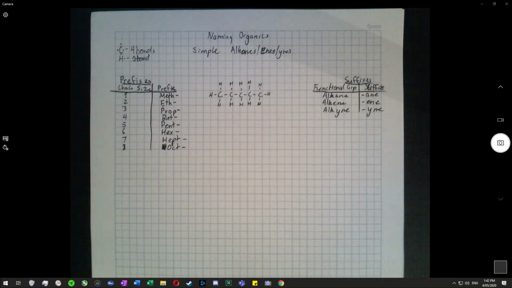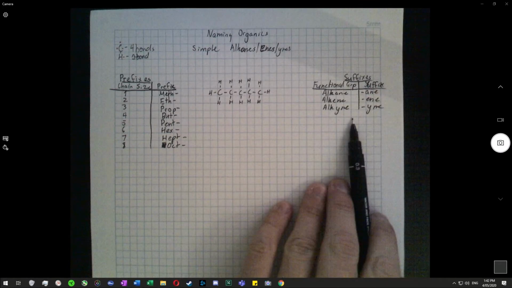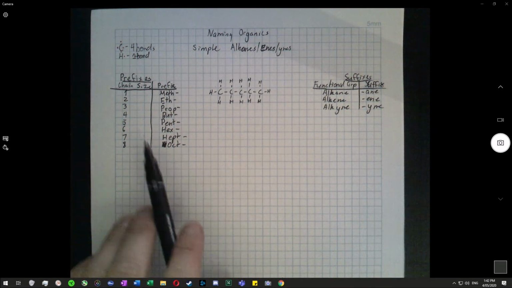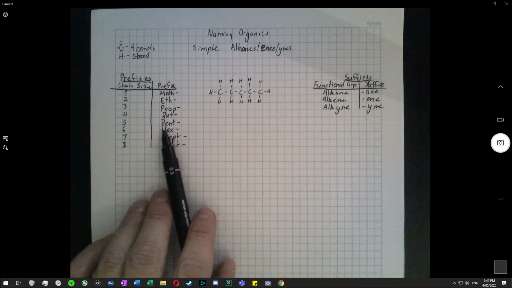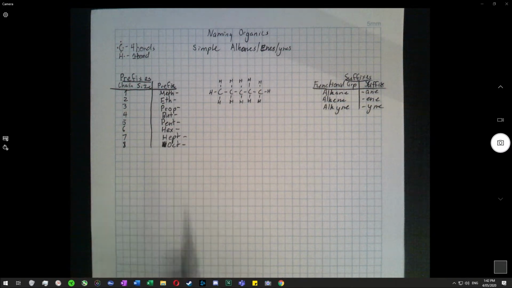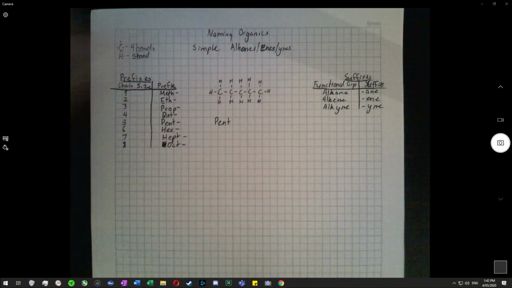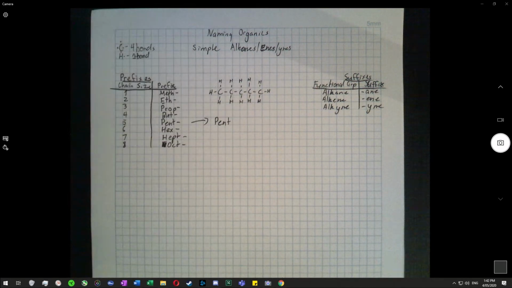So the name of this organic chemical is going to be made up of a prefix and a suffix. The prefix is going to tell us the size of the carbon chain. So we already said that it was a chain of 5. The prefix here is pent, similar to pentagon, a 5-sided shape. So pent will be our prefix. That's come from over here.